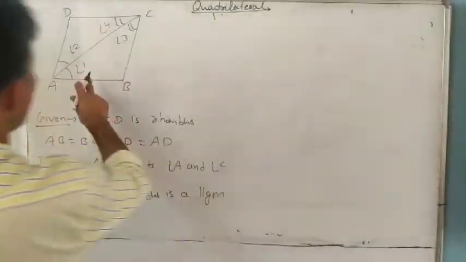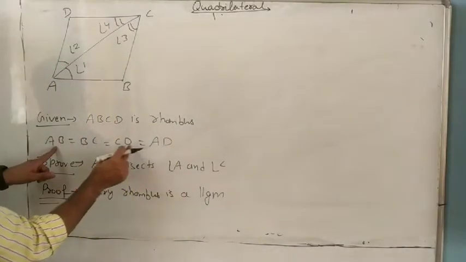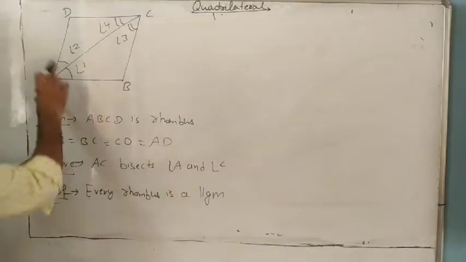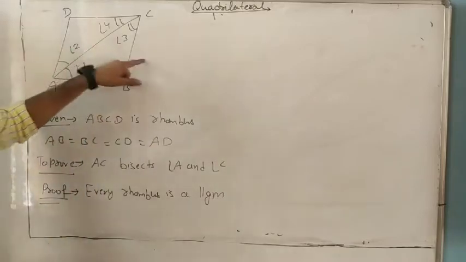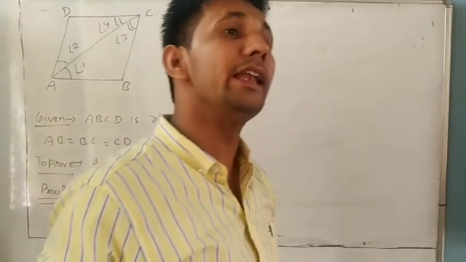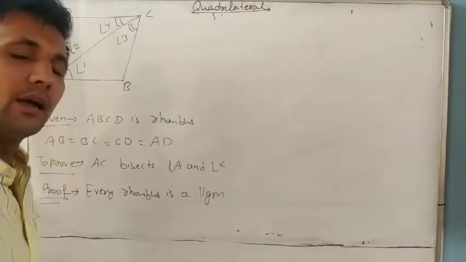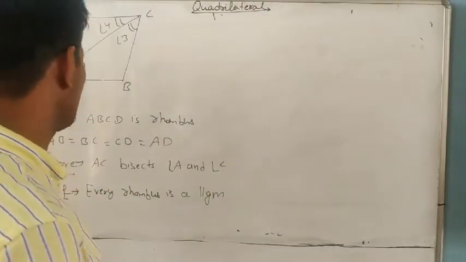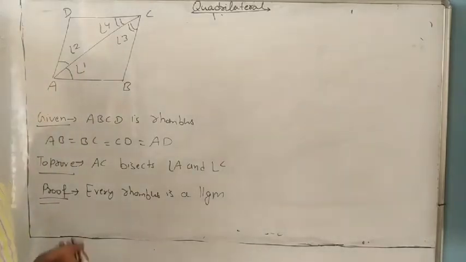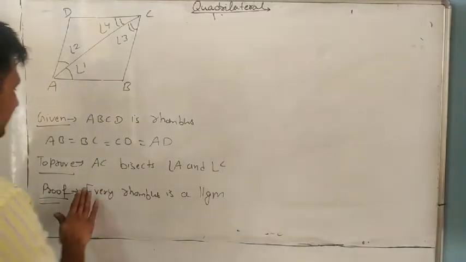Otherwise you can say that in any quadrilateral, if opposite sides are equal, AB equals DC, which is already given, and AD equals BC, and opposite sides are equal in the quadrilateral, so it means it is a parallelogram. You can write it directly. Okay. Understand?